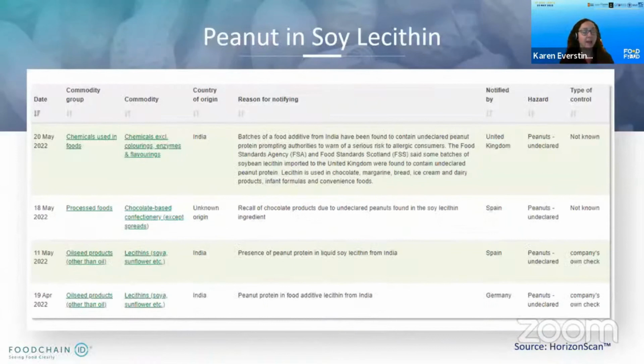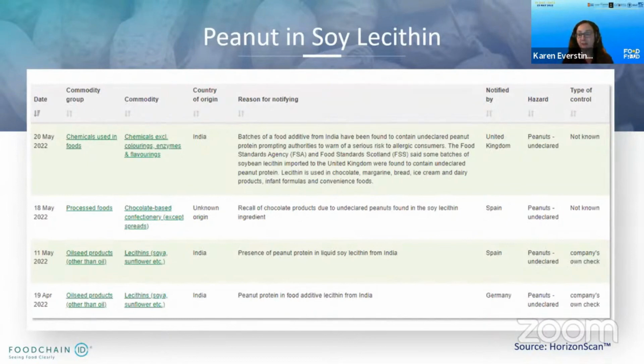I also wanted to mention soy lecithin. You might have seen there are issues right now with peanut protein in soy lecithin. This is something we've been tracking, but we hadn't added it to the database yet because I know there can be issues of agricultural commingling and contamination as normal agricultural processes. But in talking to one of our clients who did a root cause analysis, it seems like that might not necessarily be the case.